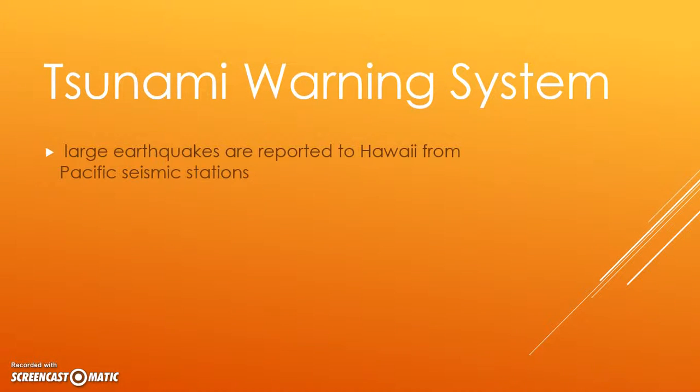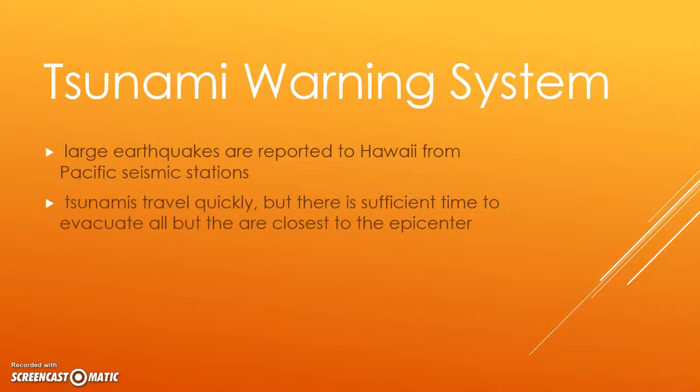We do have a tsunami warning system. Large earthquakes are actually reported to Hawaii from the Pacific seismic stations. And Hawaii has a station there where they can tell when the water level drops to a great extent, and that means there's usually a tsunami. So even though they travel quickly, there's usually sufficient time to get an evacuation warning out there.